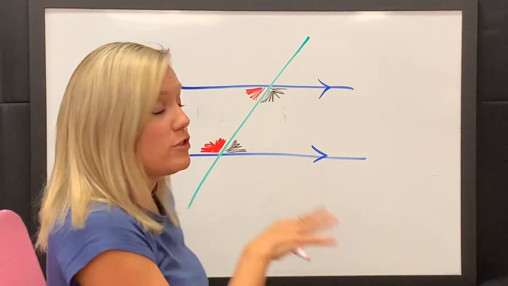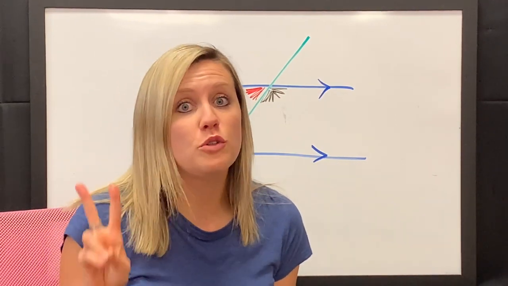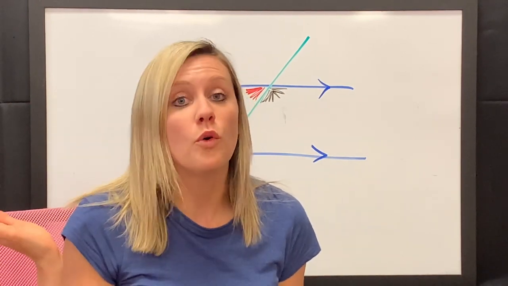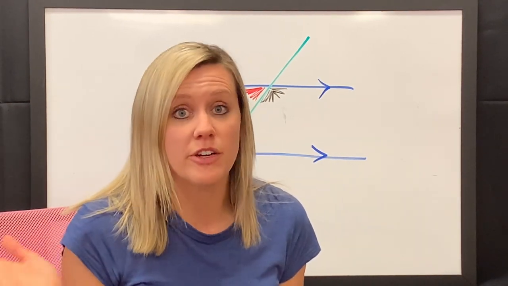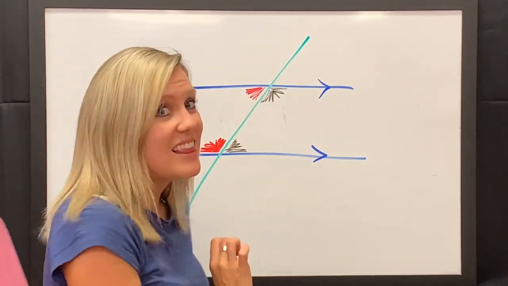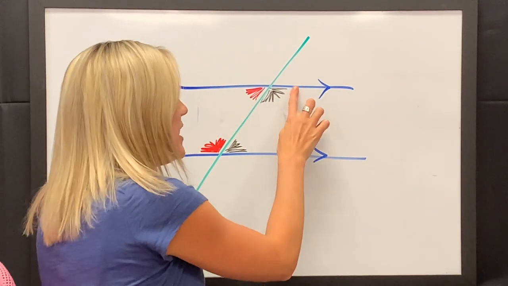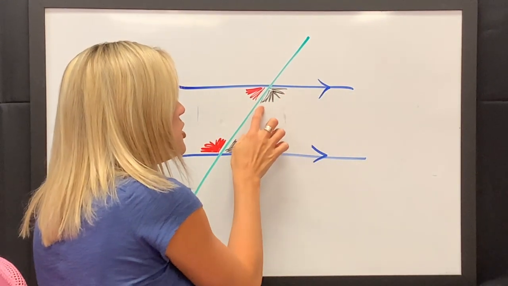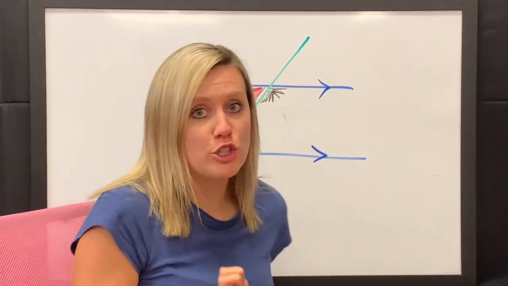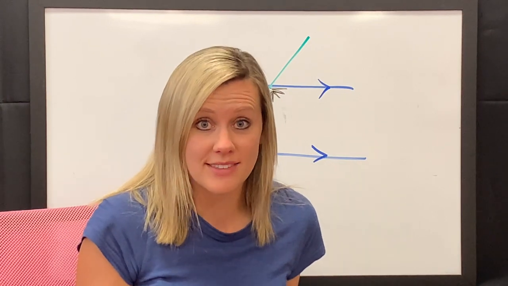So again, when we have two parallel lines cut by a transversal, you're going to have two sets of same side interior angles or consecutive interior angles. And if you look at these, you're going to notice that these angles are actually not equal to each other. This angle to me is quite larger than this one down here. And actually, these two angles always add to 180 degrees.